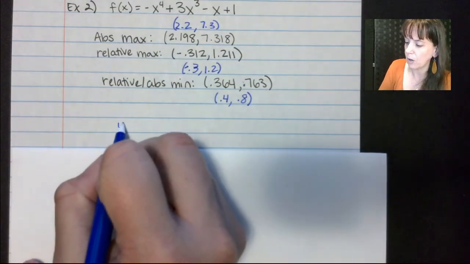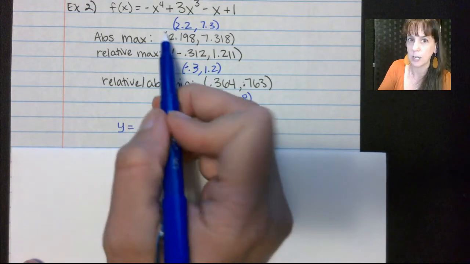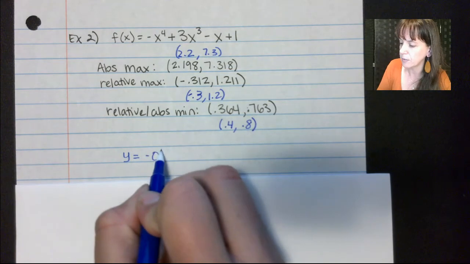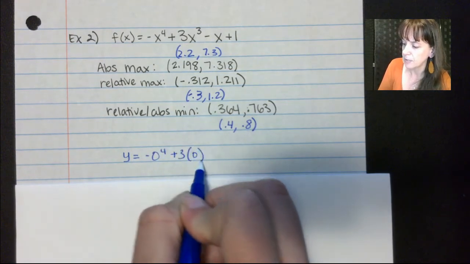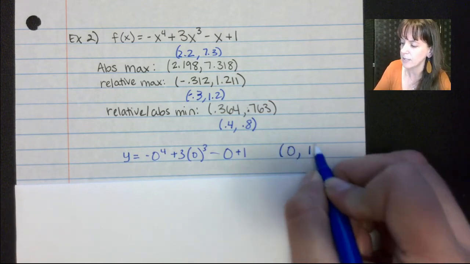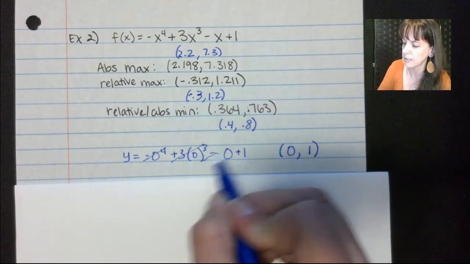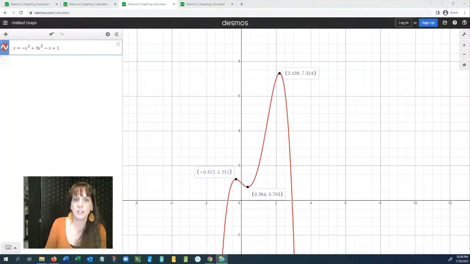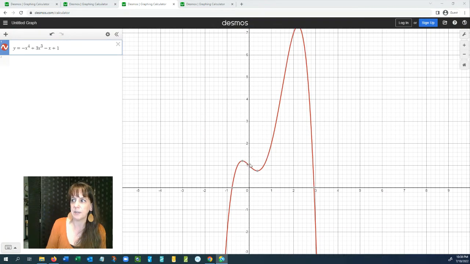Okay, but what about our y-intercept? So remember, our y-intercept is when we set x equal to 0. Looking at this guy, let me slide that back down. We would have negative 0 to the 4th plus 3 times 0 to the 3rd minus 0 plus 1. So when x is 0, y is positive 1 because all of those things go away. And if you go back and take a look at this, you'll see that sure enough, we did cross the y-intercept at positive 1 here. We went over 0, up 1. So we crossed the y-axis at positive 1.